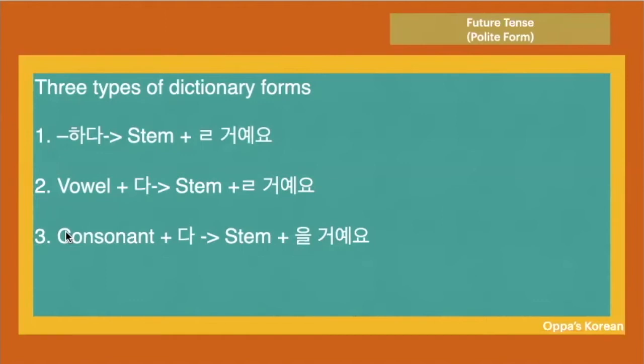For the first group of verbs ending with 하다, and for the second group of verbs ending with vowel plus 다, you put ㄹ 거예요 after the stem. For the last group of verbs ending with consonant plus 다, you put 을 거예요 after the stem. Now let me show you some examples. For each case, it will be clear with examples.